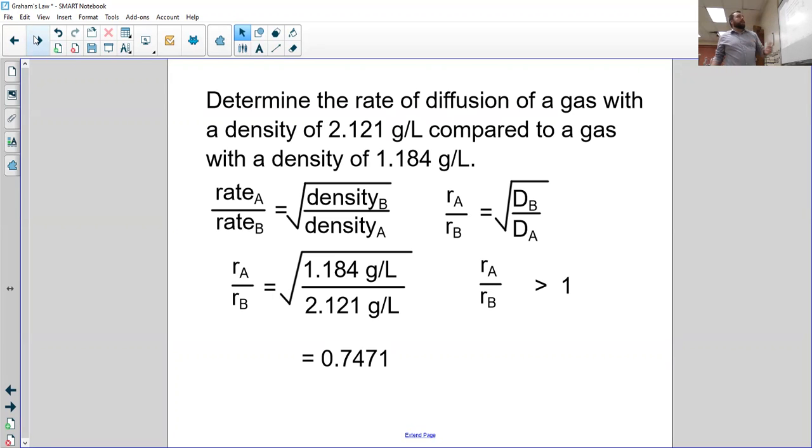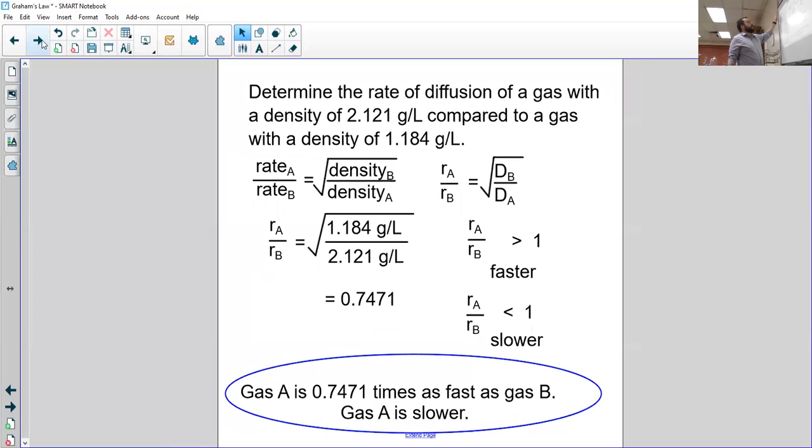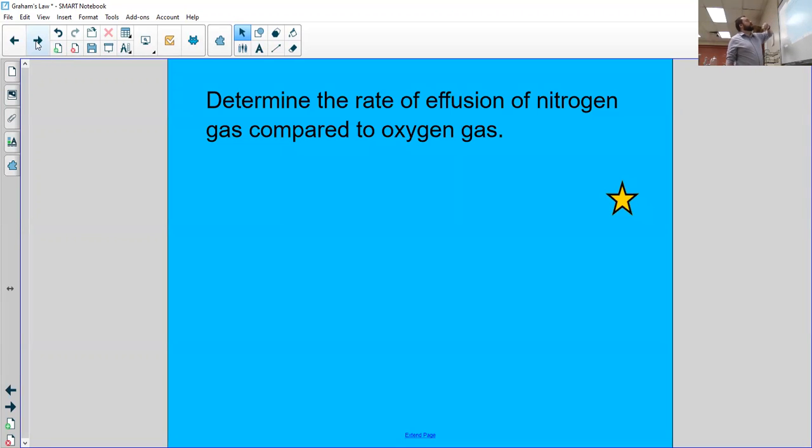So how do we know what our answer is here? R of A over R of B: if it's greater than 1, gas A diffuses faster. If RA over RB is less than 1, it diffuses slower. In our case, it's less than 1, so gas A is 0.7471 times as fast as gas B. So gas A is slower. That is our answer. We're going to go over this one together in class.